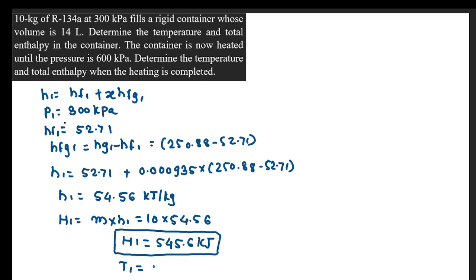It will be around 0.65 degrees Celsius. Now it is heated to a final pressure P2. It will be around 600 kilopascal. So at 600 kilopascal, we need to have another property. As it is a rigid container, it will be a constant volume process.